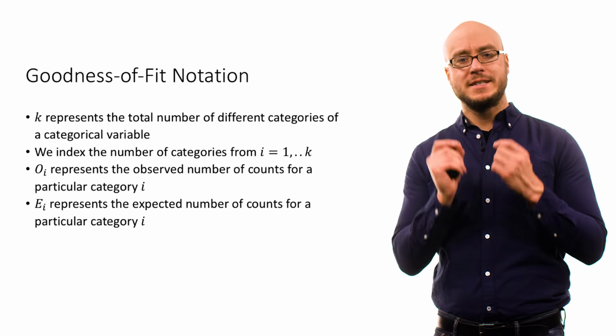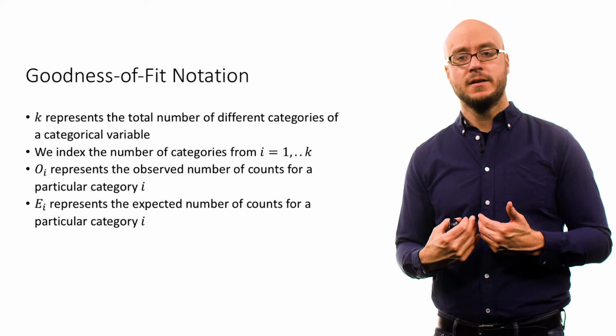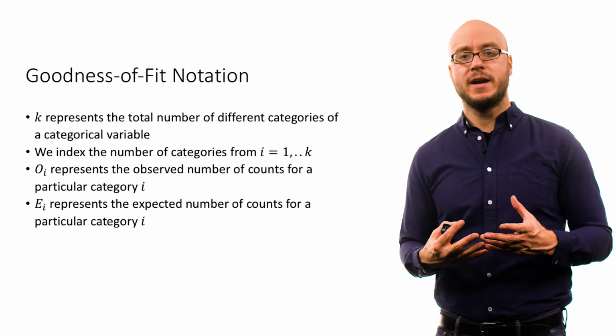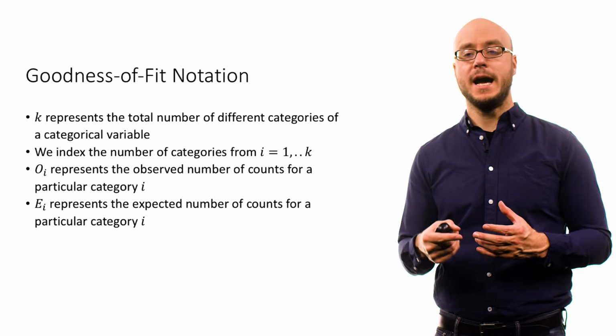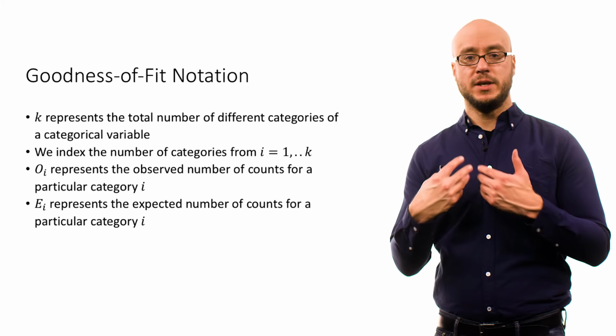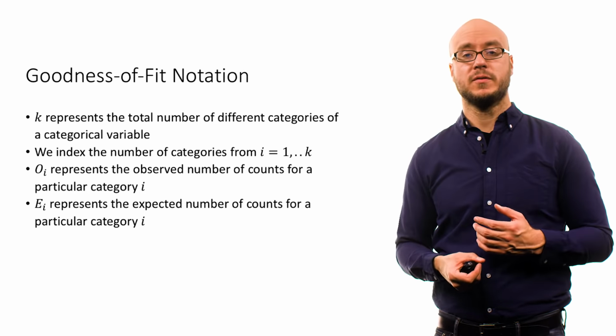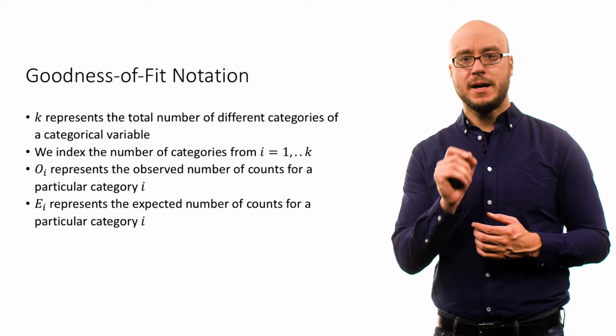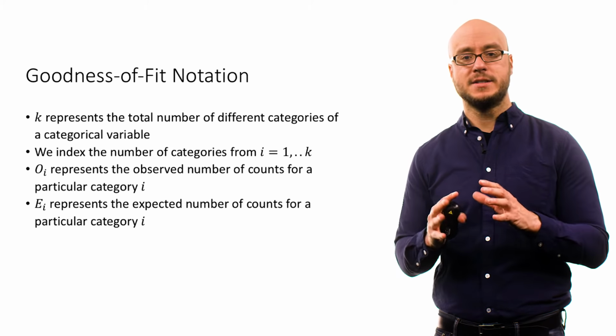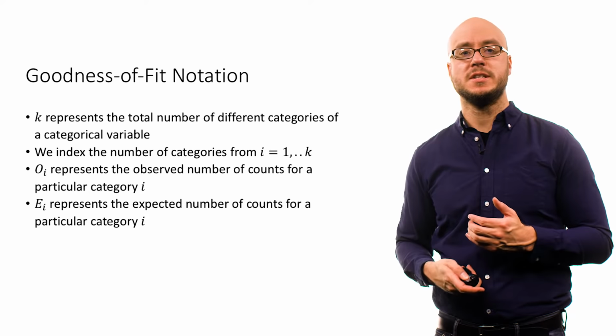And then we would like to use capital E with a subscript of i to represent the expected number of counts for a particular category i. So for Protestants, it would be based on whatever the scholar is claiming in terms of the expected number of counts. So the idea behind the goodness of fit test is to really compare these observed versus these expected number of counts.